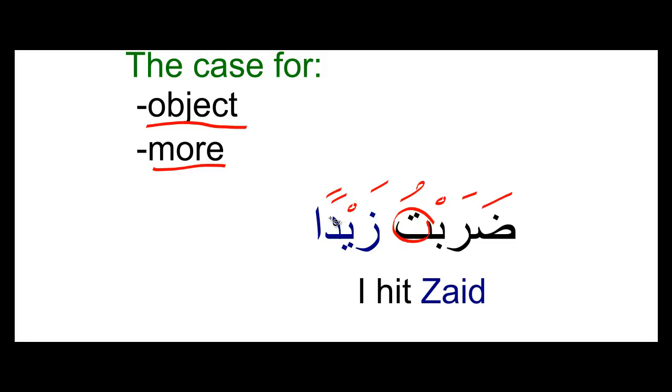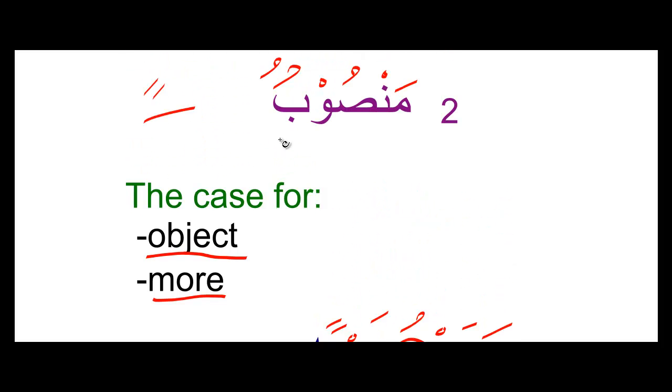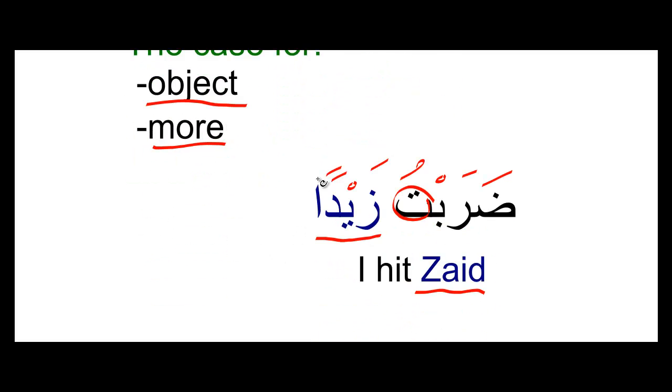I hit Zayd. Now again, Zayd is the object. Why? Because he is being hit, poor guy. And so because he is the object, he takes the mansoob case and then is identified by two fathas. Okay? And why did I give him two fathas? Because he does not have alif lam.